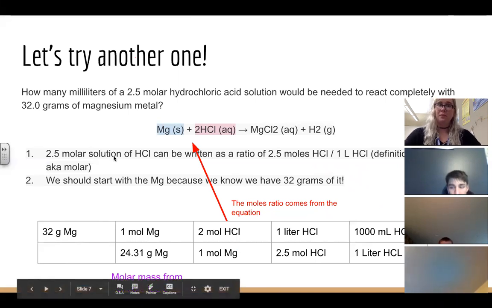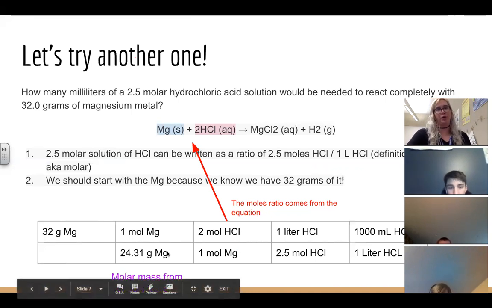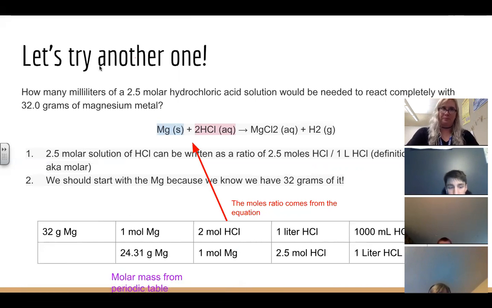So again, we're going to get the molar mass from our periodic table of magnesium. Magnesium's mass is 24.305, which I rounded here to 24.31. Again, we know that's grams per mole. So what am I doing here? I'm basically converting our mass of magnesium into moles. So 32 divided by 24.31 will give us how many moles of magnesium we have.